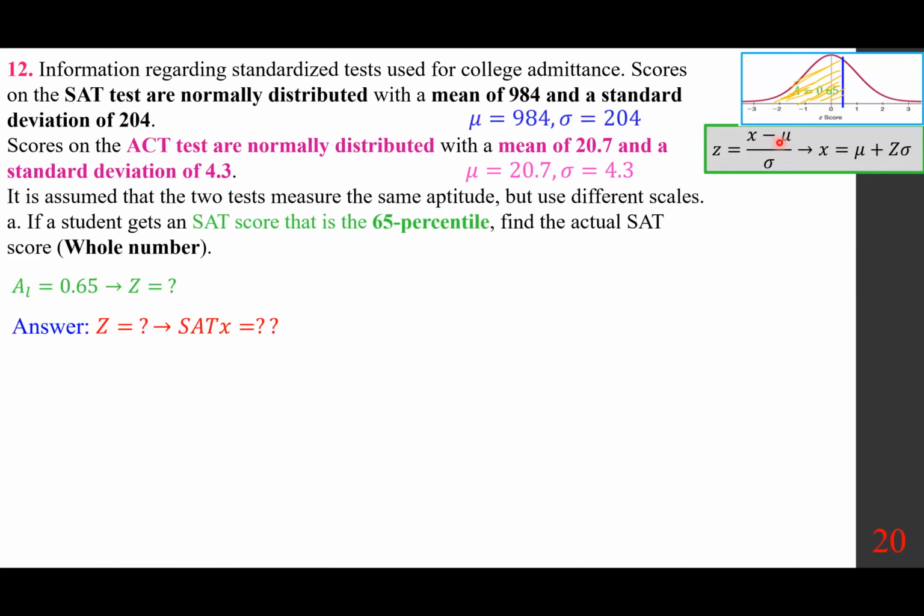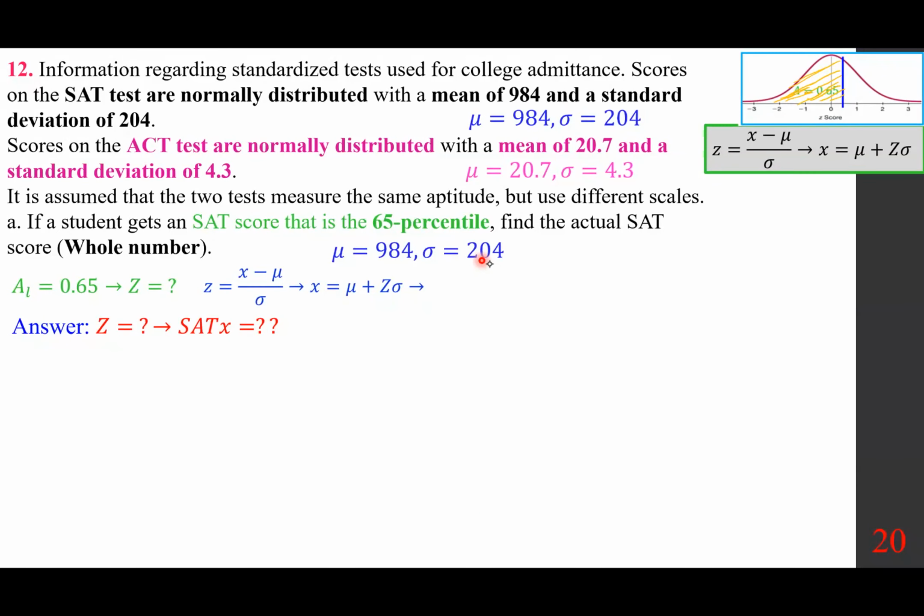We know z is x minus mu over sigma. And if you do the cross product, x becomes mu plus z sigma. I hope everybody's comfortable with that. This is fairly basic. X is mu plus z sigma. We are going to use that. What information are we using? SAT scores. We are going to use mu equals 984, sigma equals 204. So plug in.